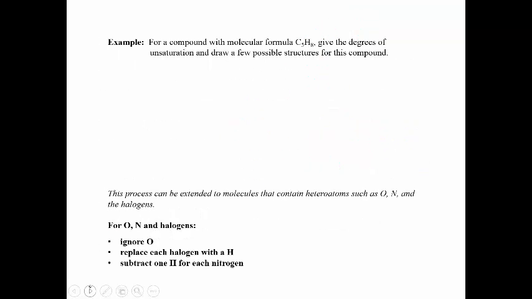Let's see. For a compound with molecular formula C5H8, give the degrees of unsaturation and draw a few possible structures for this compound. So C5H8. If saturated, it would be C2n+2, so 5 times 2 is 10 plus 2 is 12. It would be C5H12 if it was saturated. We have 4 less hydrogens than 12, don't we? And therefore, we have 2 unsaturations. So 2 hydrogens per unsaturation.